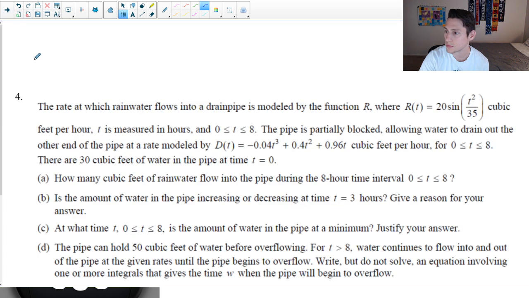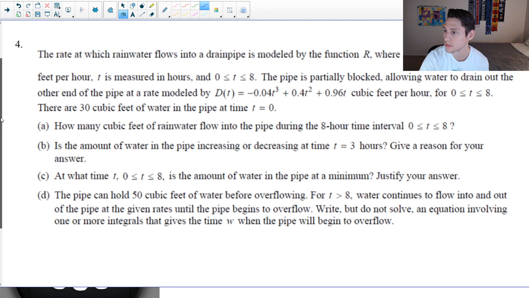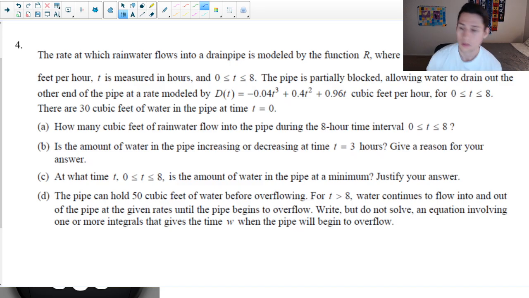Sweet. Let's go on to number 4. All right. The rate at which rainwater flows into a drain pipe is modeled by the function R. It's important that I know that R is what's flowing into the drain pipe. So that's this function here, in cubic feet per hour, T measured in hours, between 0 and 8.